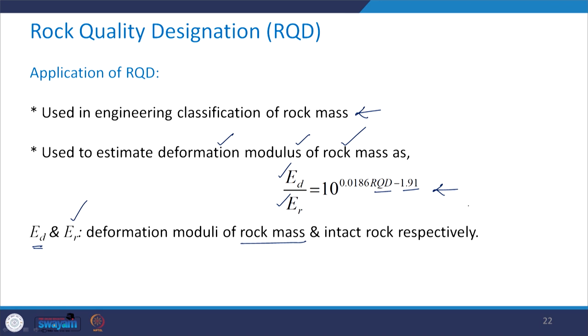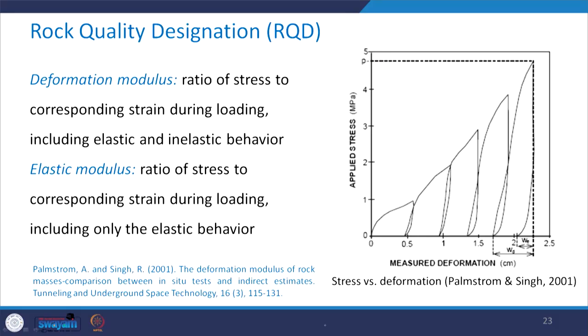Now, there is a new term coming here, deformation modulus. At this stage, it is extremely important for us to understand this term. This picture is self-explanatory. The difference between the deformation modulus and the elastic modulus has been explained here. We conduct the test in the field in a cyclic manner. We load it in the first cycle, then we unload it. What happens when the unloading takes place? The elastic part of the deformation is recovered and you have some residual part, which is the plastic deformation.